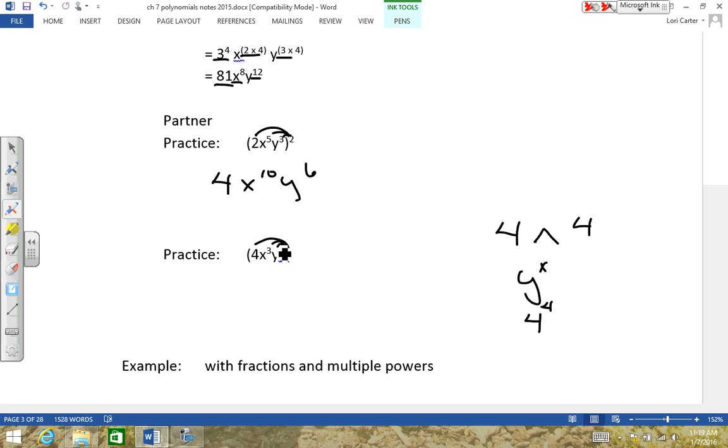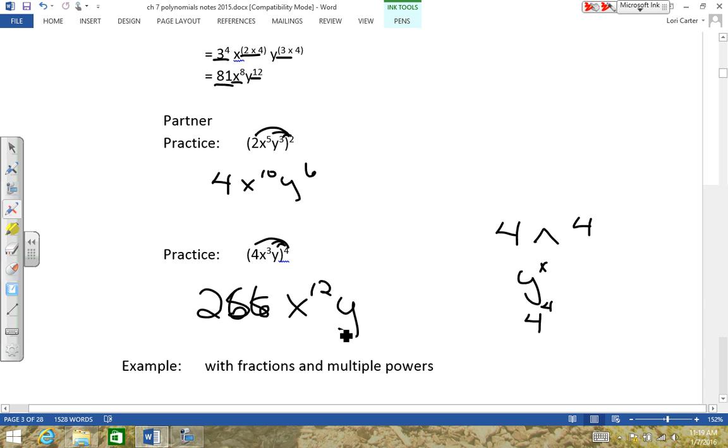Okay, when you do this, 4 to the 4th is not 16. 4 to the 4th is what? 256. Okay, now what do you do with the 3 and the 4? It looks like you multiply them, and what do you get? X to the 12, y to the 4. Because you have to take 4 times 4 times 4 times 4, which is 256.